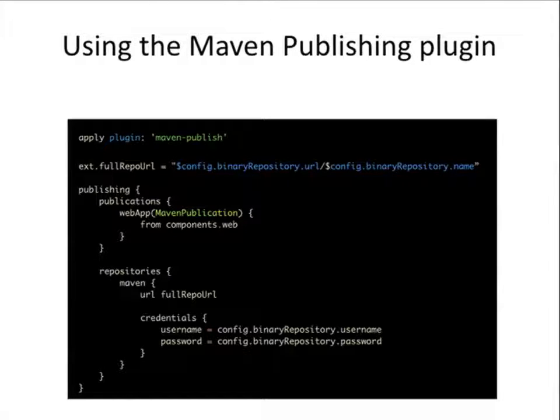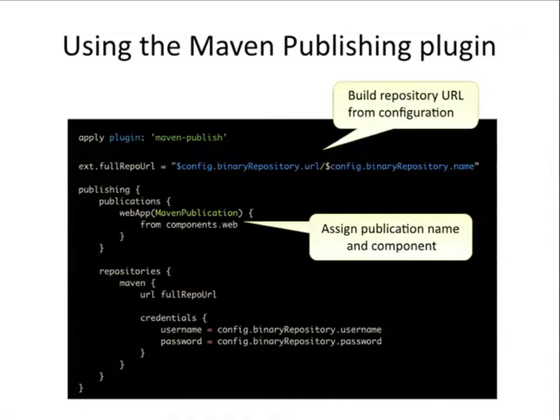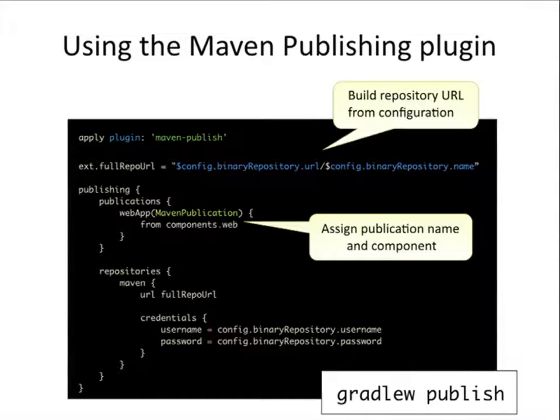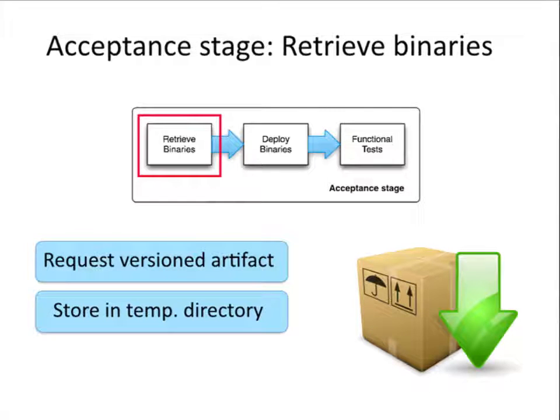We give it some credentials. These credentials in this case are read from some configuration that I don't show here. And then we simply say we have a single publication, which is a Maven publication, which is the component that we create with this web project. So that's pretty much all you need to actually publish your artifact to any repository.